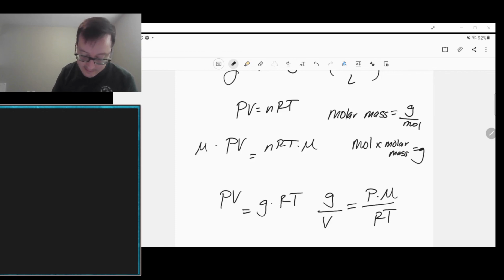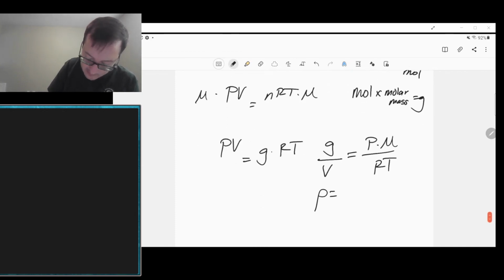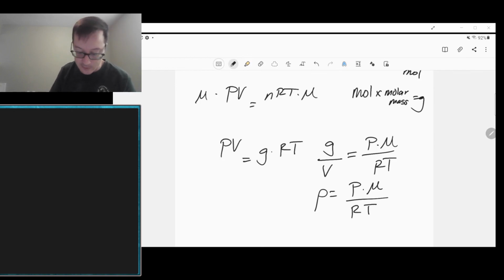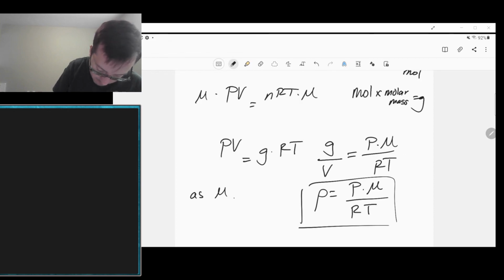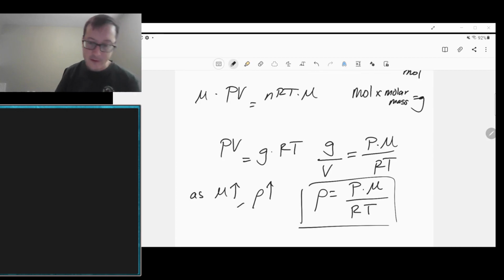So we're going to see that the density will be equal to the pressure times the molar mass over RT for any gas. So the density of the gas here we can relate to the molar mass as well as our sample. We're going to see that the higher your molar mass goes, as your molecules get bigger, your density gets bigger. That's the idea here. And so we can calculate it. We can see what the density of a gas will be at a given temperature.